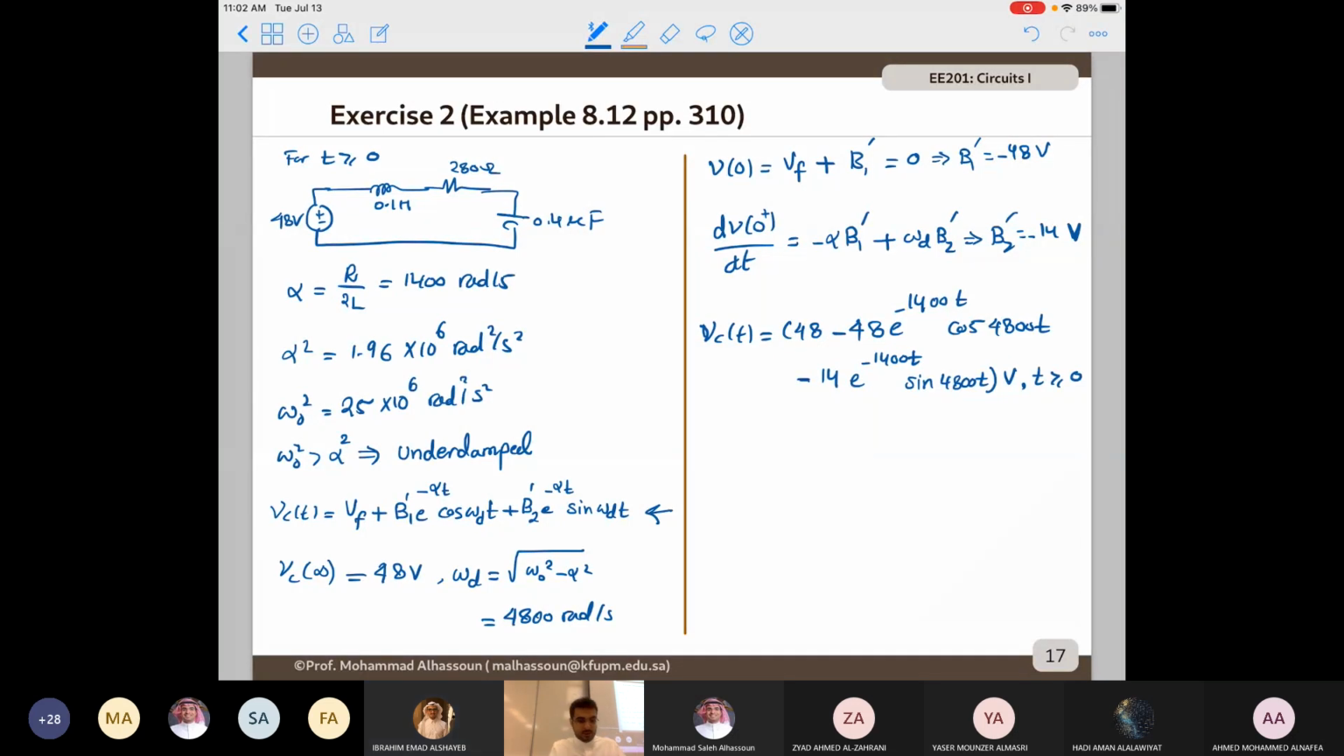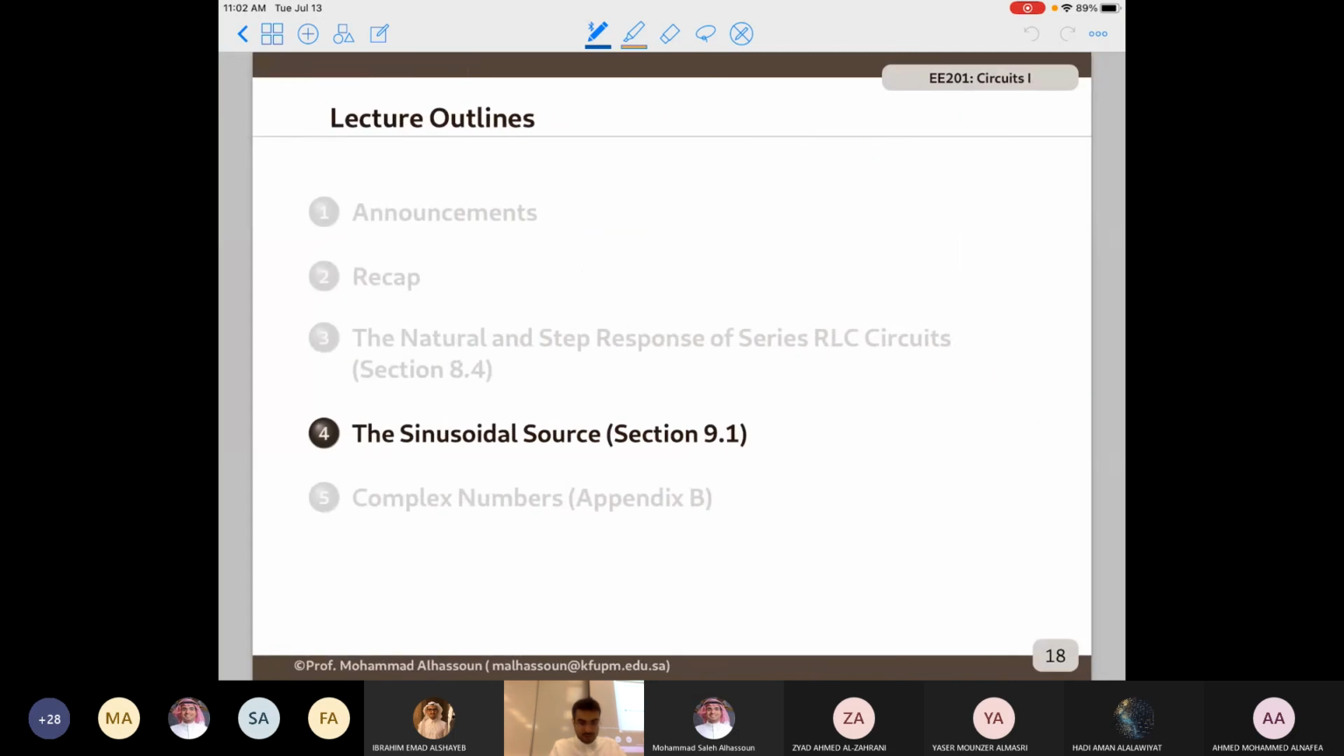Okay, excellent. Now, let's start with chapter 9. Chapter 9 is kind of like we are going to somehow shift gear here. Let's recall what we did in this course. We started with the definition of the voltage, the current, the power. Then we moved to resistive circuits, and we saw how to simplify circuits using parallel and series combination. Then we studied systematic ways of solving circuits using mesh and node methods in chapter 4.